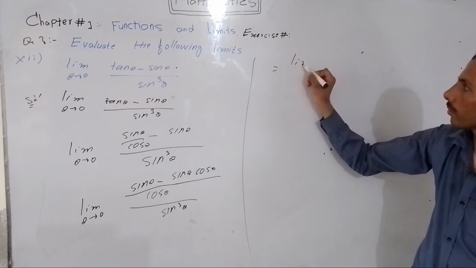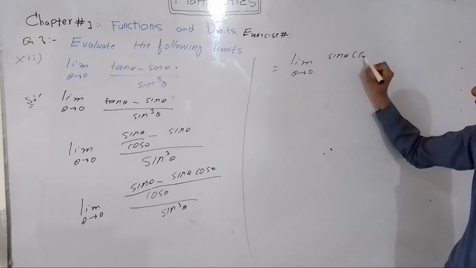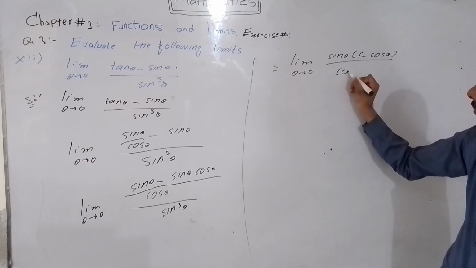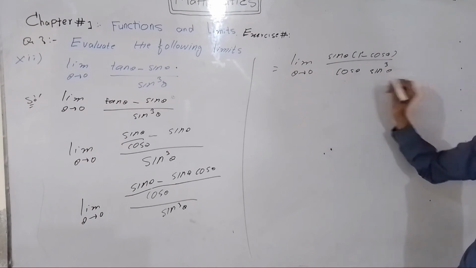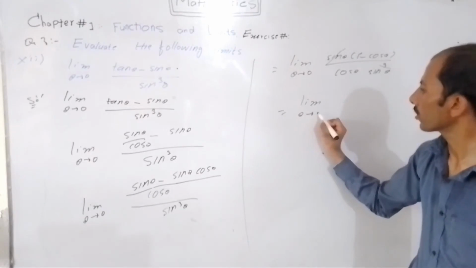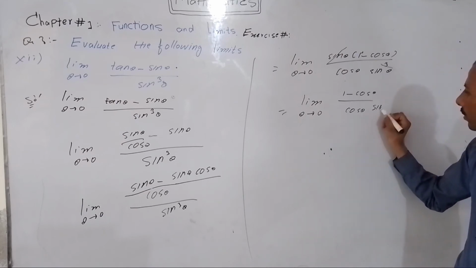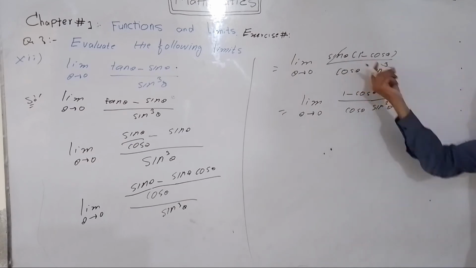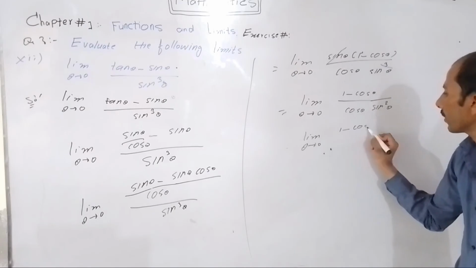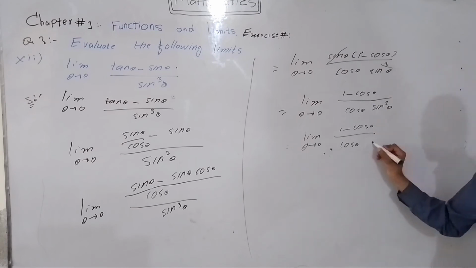Next, it is equal to limit theta approaches 0. Take common sin theta into (1 minus cos theta) divided by cos theta sin cube theta. So one sin cancels. Limit theta approaches 0, (1 minus cos theta) divided by cos theta into sin square theta, because one sin cancels, leaving sin square. So limit theta approaches 0, (1 minus cos theta) divided by cos theta into sin square theta, which can also be written in the form of 1 minus cos square theta.